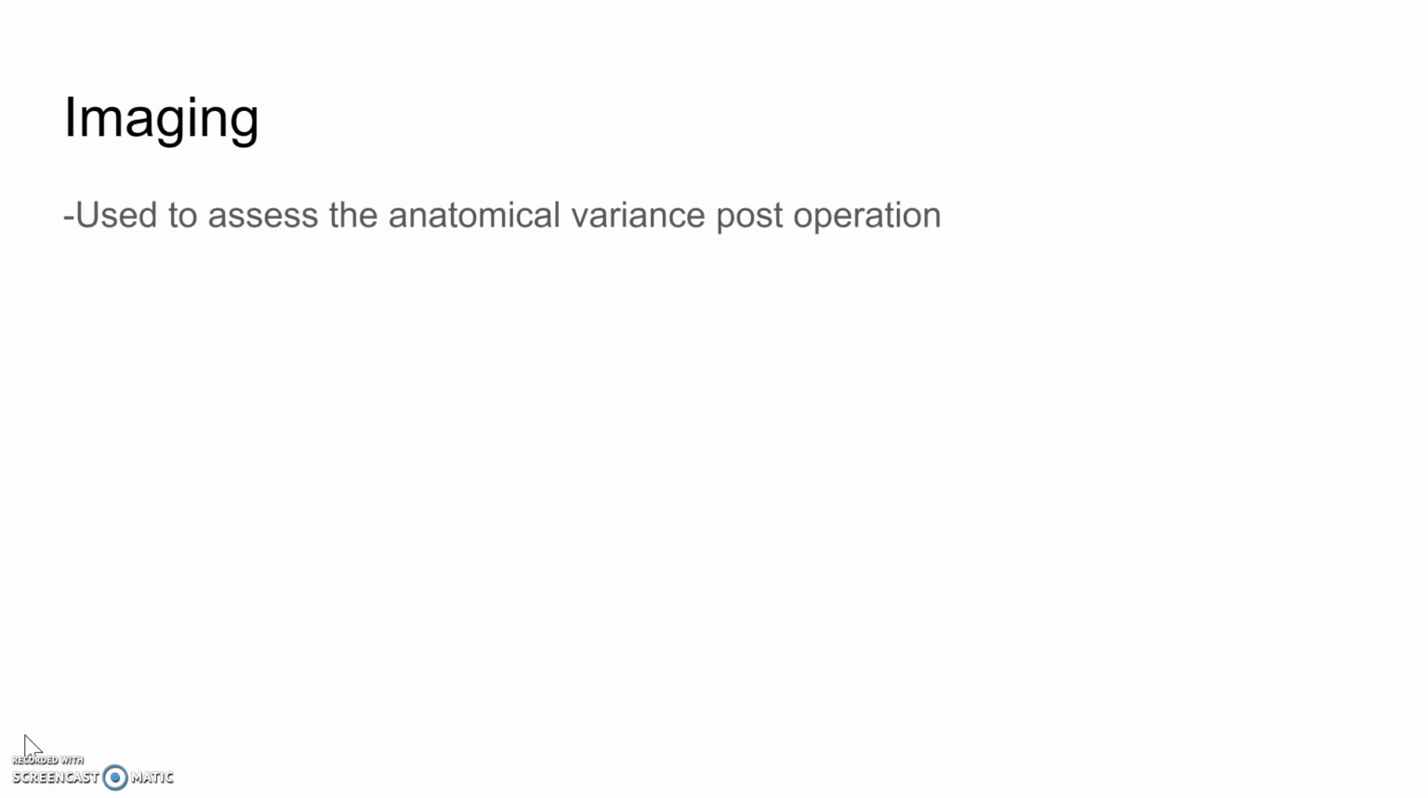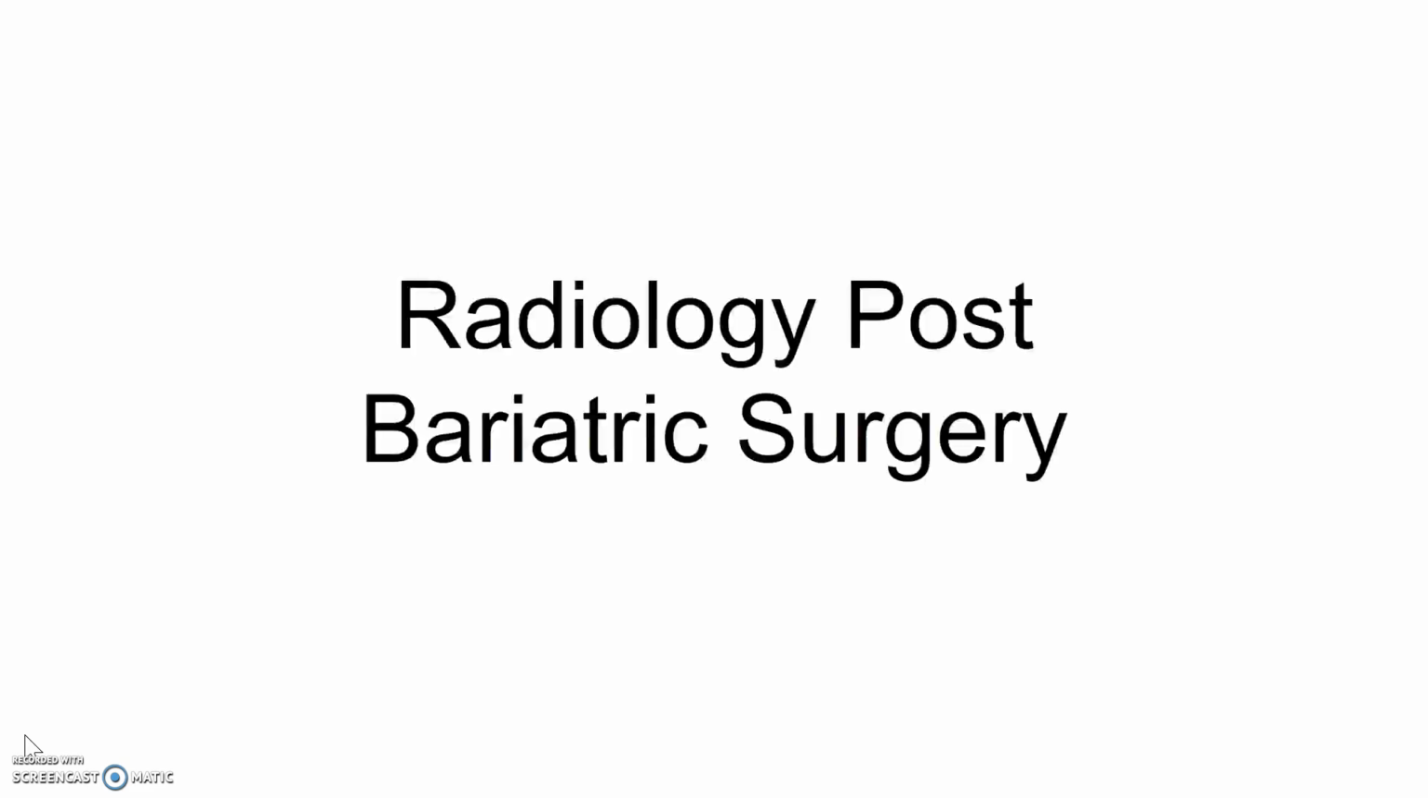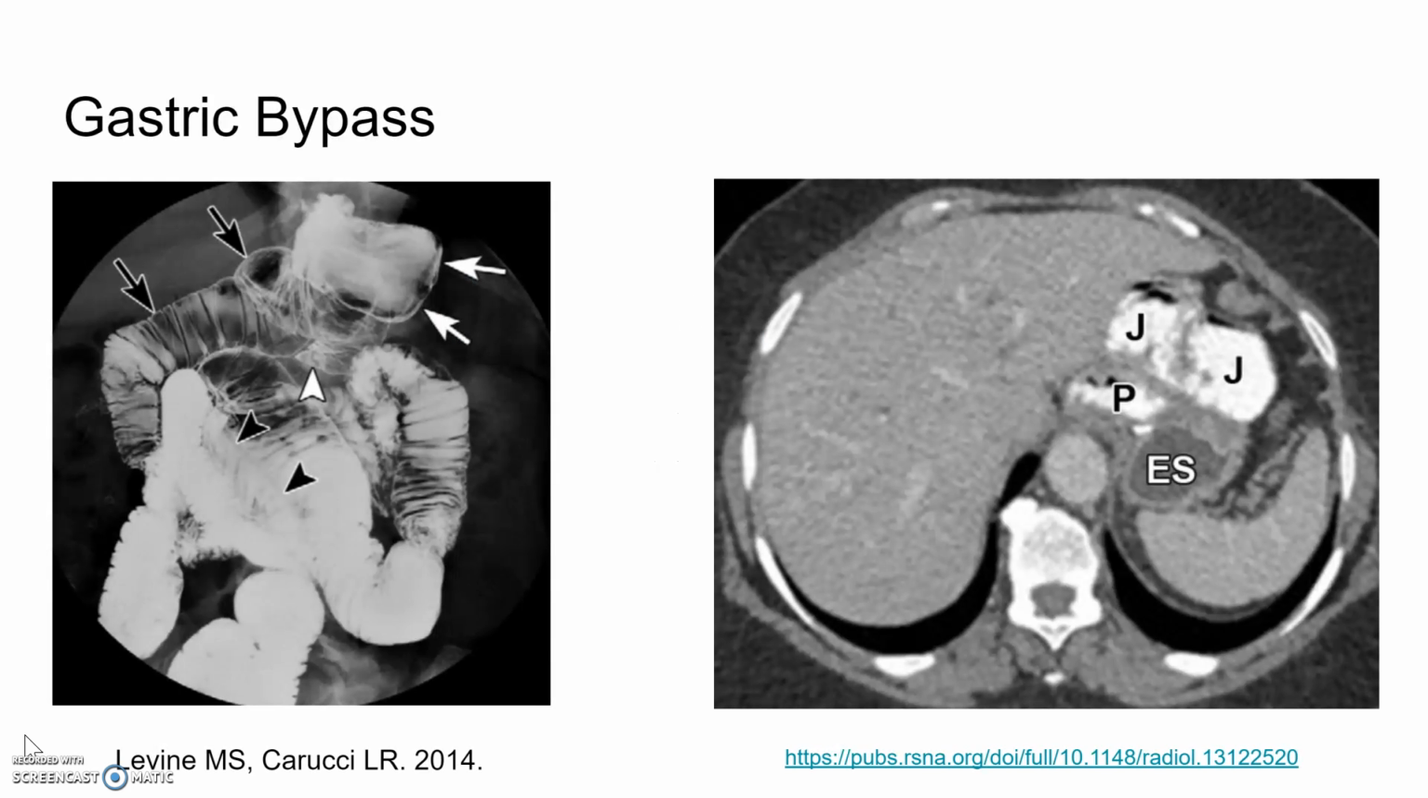So we're going to show you some radiology imaging, and that is used to assess the anatomical variances that have been created by the surgeries post-op. This, as we know, allows for us to look at the inside of the body without opening anybody up again. So these first images show a transverse view on the right of someone who has had gastric bypass. The ES in that image stands for excluded stomach, so that's the part of the stomach that has been bypassed. The P is the gastric pouch, and the J is the jejunum. And you can see another different view on the left.